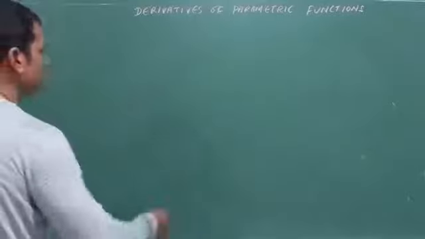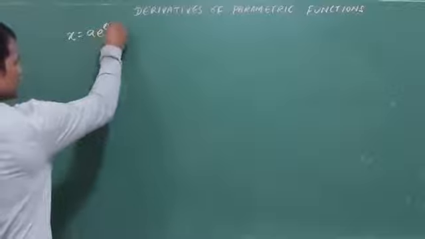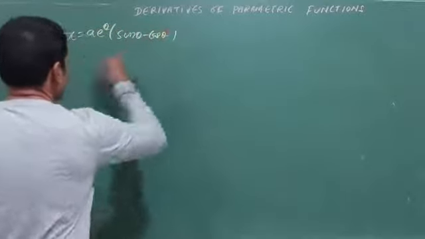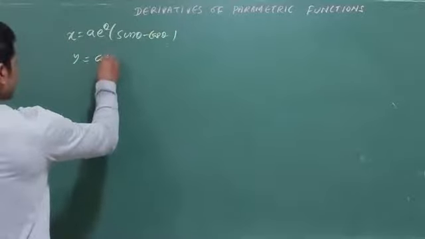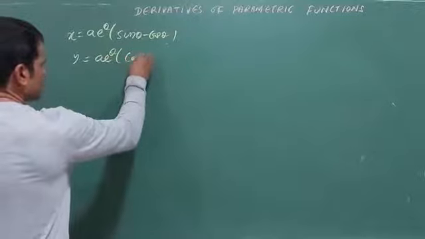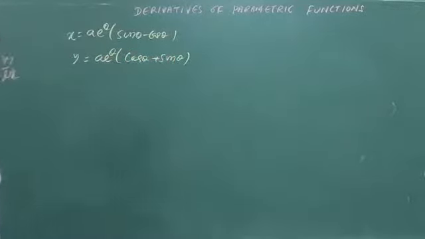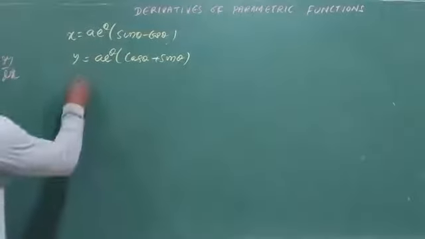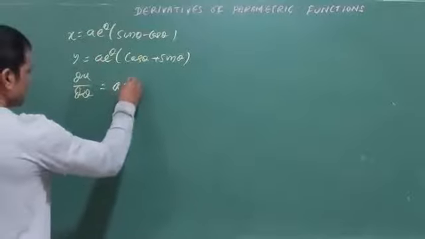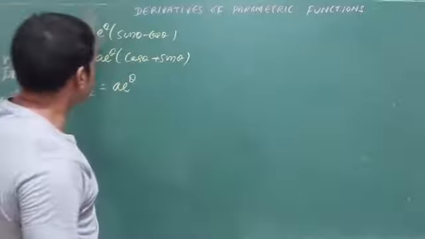Okay, next question. x = a e^θ (sin θ − cos θ), y = a e^θ (cos θ + sin θ). We can see that θ is a variable here. So for dx/dθ, a is silent. When I keep a silent, these are the two variables.